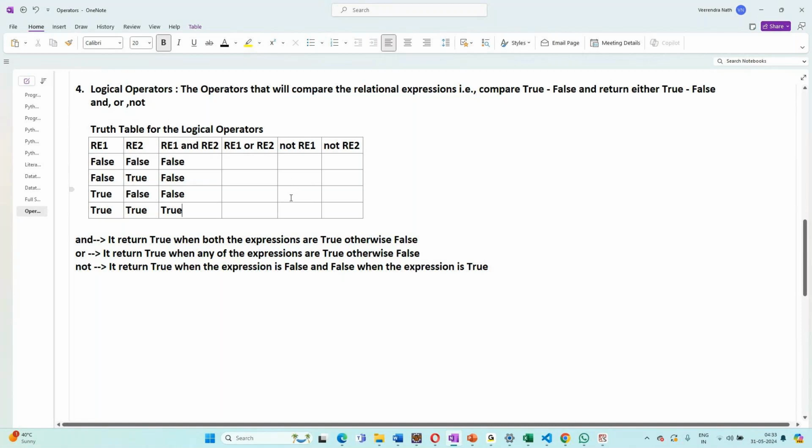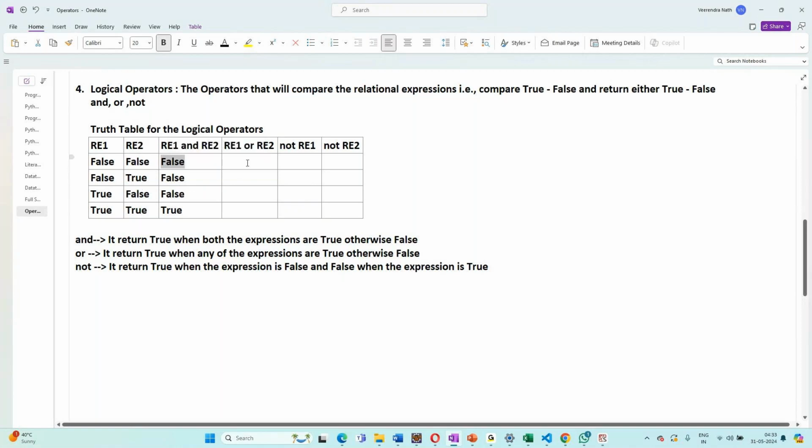So whenever we are talking about the AND operation, what are we looking at? What does AND say? If both are true, I will be true. If anyone is false, I will be false. Obviously here both are false, so I will be false.